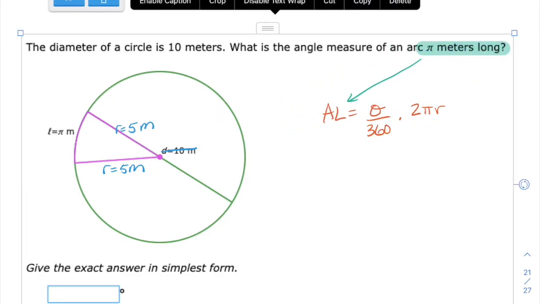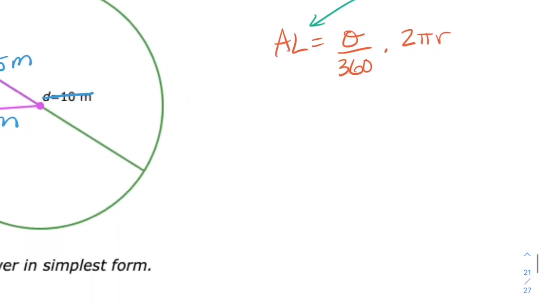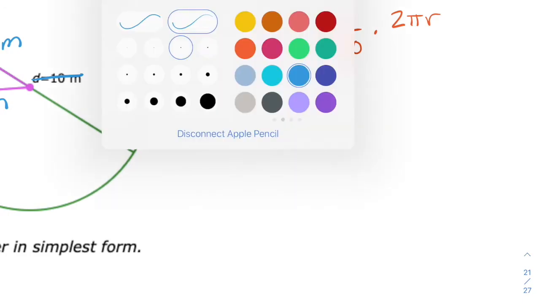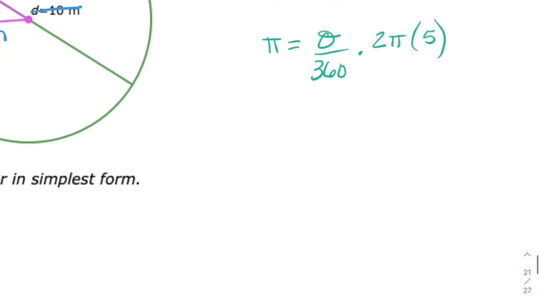Our arc is only pi meters long this time. It's not 3 pi. So we're going to have pi meters equals theta over 360 times 2 pi times 5, because the radius is 5. So I have pi equals, let's clean it all up. 2 times 5 is 10. It's going to be 10 pi theta over 360.